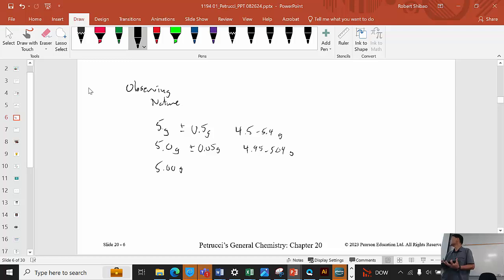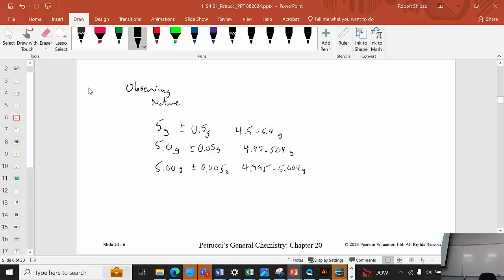And this would be the most precise because we're narrowing the range down here. And so the smallest increment would be 0.01 grams. And so this would be half of that, 0.005 grams here. And so we're looking at 4.995 to about 5.004 grams. And you can see the range tightens considerably. And so this is one way. So this is a less precise balance. This would be a higher precision balance.